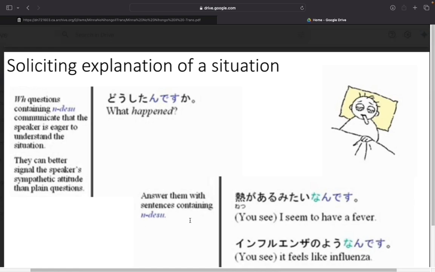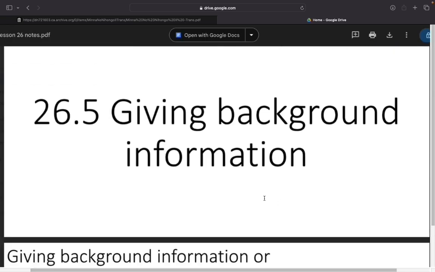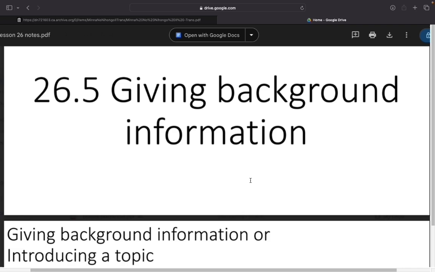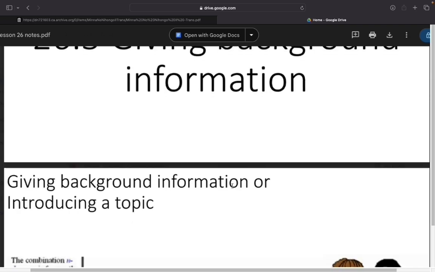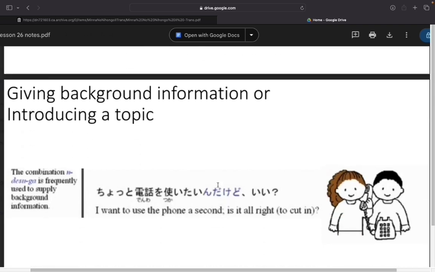Okay. So, 熱があるみたいなんです. It seems like I have a fever. 熱があるみたいなんです. So again, explanation. You are giving explanation. So you use the んです pattern here. Now, giving background information. For example, yes, it is here.